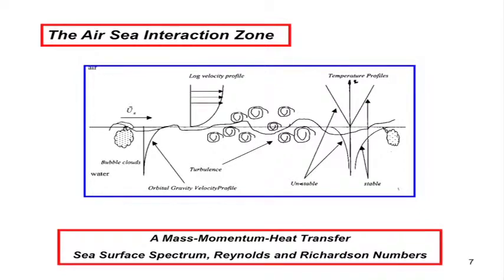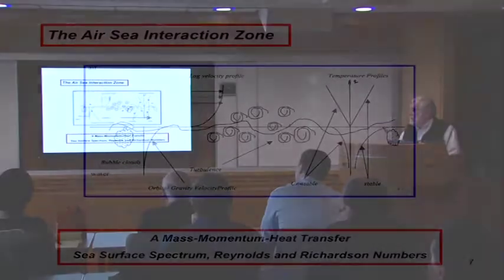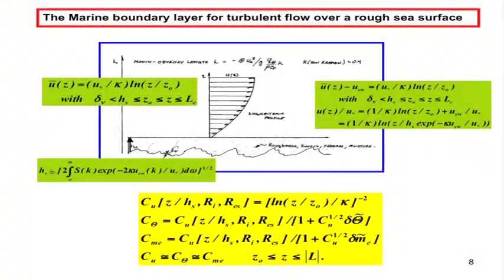This is a very busy view graph. It looks at the wind stress coefficients and a rationale for getting this logarithmic profile that has to do with moisture exchange, thermal transport, and drag, or coefficient of drag, or momentum exchange. The only thing I would point out is that there are three things that are important: the sea surface spectrum, the Reynolds number, and the Richardson number. And no one really measures those today.